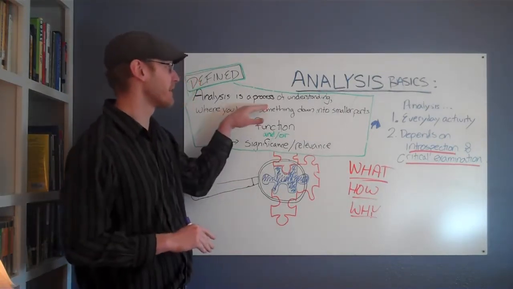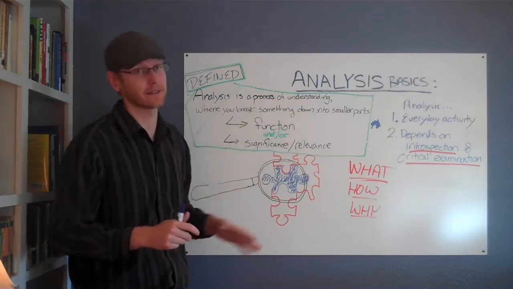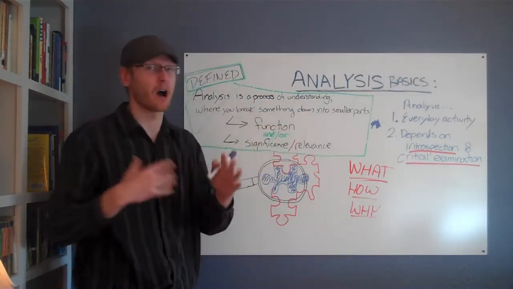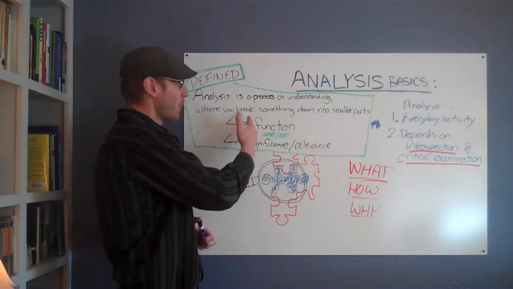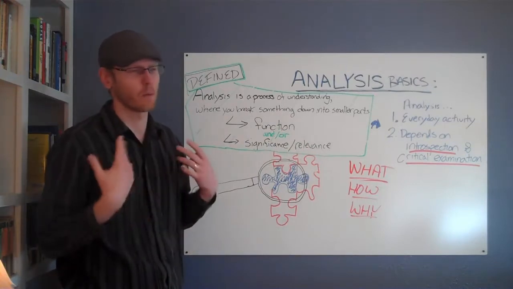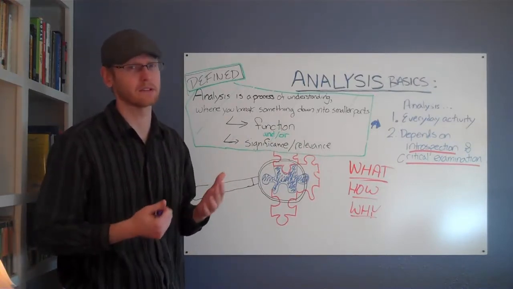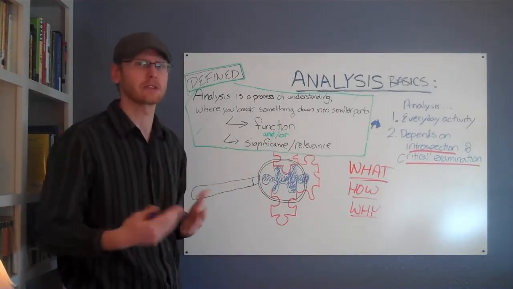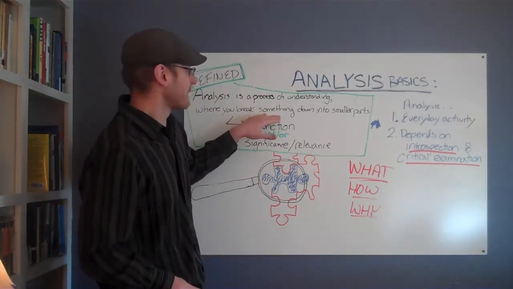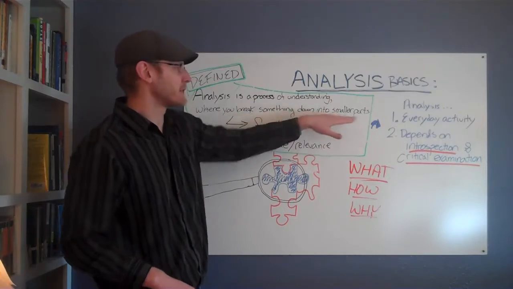The first is that analysis is a process of understanding, that we're trying to either understand something's function, how something operates or works, or we're trying to understand something's significance or relevance, why it's important, why it's relevant, how effective it is, those kind of evaluation arguments. The second point is that we're breaking down something into smaller parts.